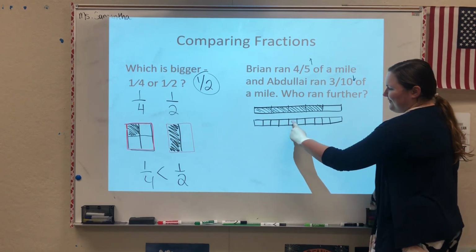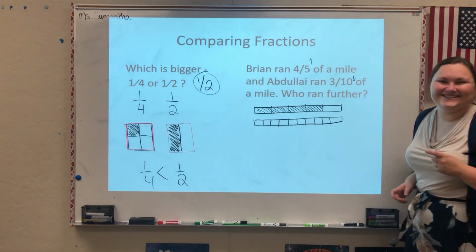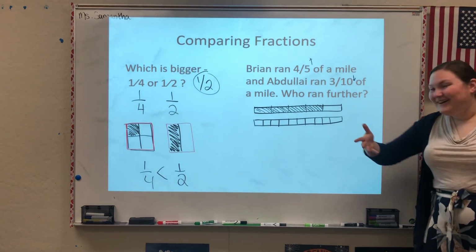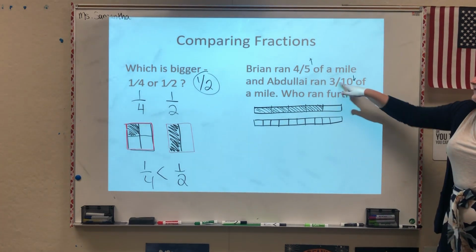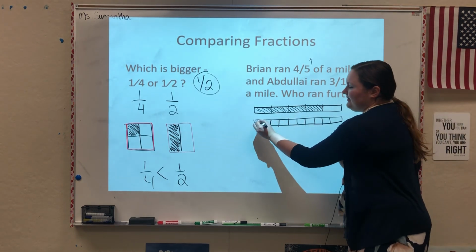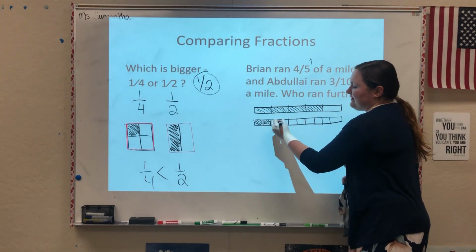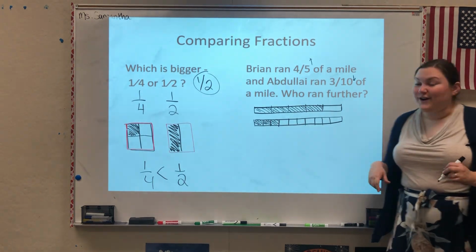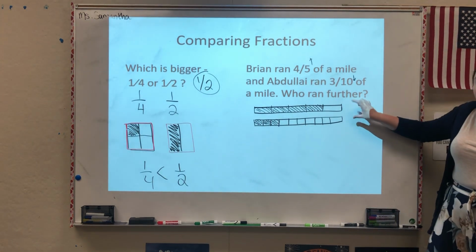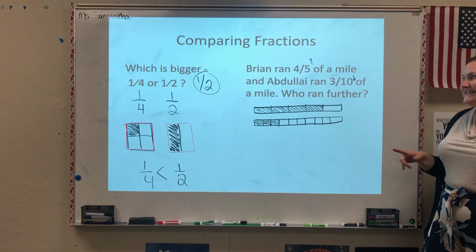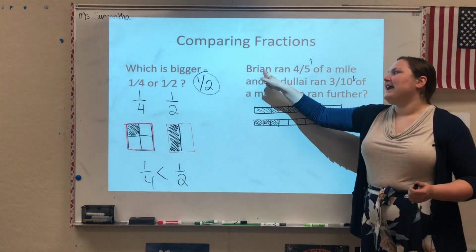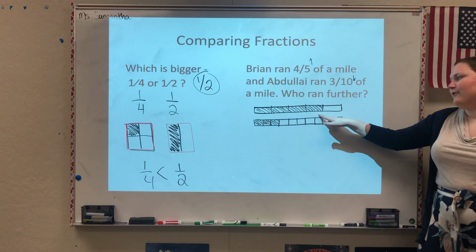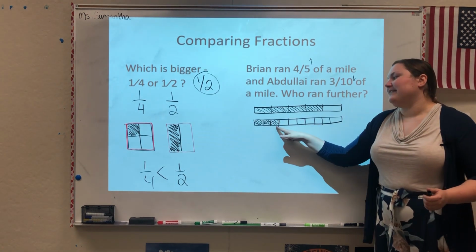1, 2, 3, 4, 5, 6, 7, 8, 9, 10. Okay, so in 10 mostly equal parts. If he ran 3/10, that means he ran 3 of those 10 parts. So this is a little visual of how far he ran. Once you've got the model or those 2 pictures, it's a lot easier to see Brian must have ran further. He ran 4/5. Abdullah only ran 3/10.